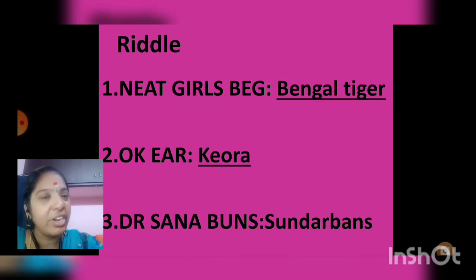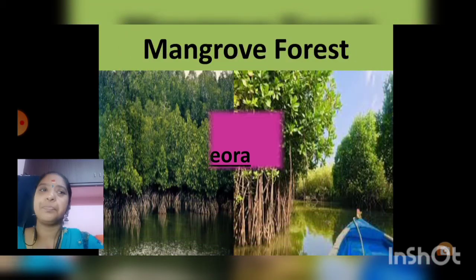So these are the riddles you can find. You can also ask your friends; they can also think and answer these riddles. Neat girls beg is Bengal tiger. Okay here is cure. Dr. Son of Buns is Sundarbans.